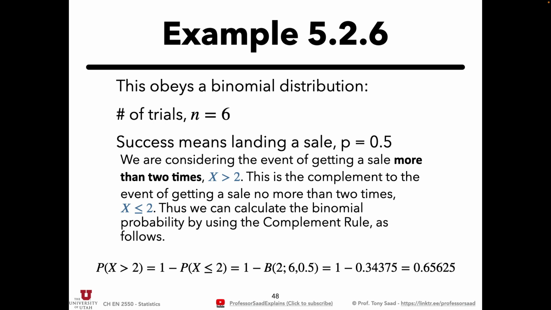And we're looking for the event that X is greater than 2. More than 2 sales. So we want 3, 4, 5, and 6 sales. That's the total number of sales we can get, because there are 6 calls. So the probability that X is greater than 2 is 1 minus the probability of X less than or equal to 2. That's what we showed with the complement. And the probability of X less than or equal to 2 is the cumulative at 2. So you get 1 minus cumulative at 2, and you get the answer: a 65% chance of landing more than 2 sales in the next 6 calls.